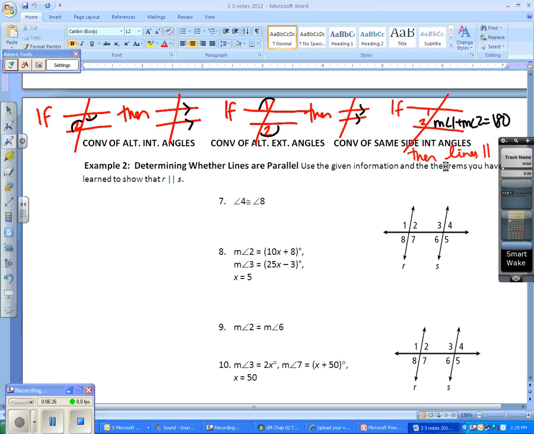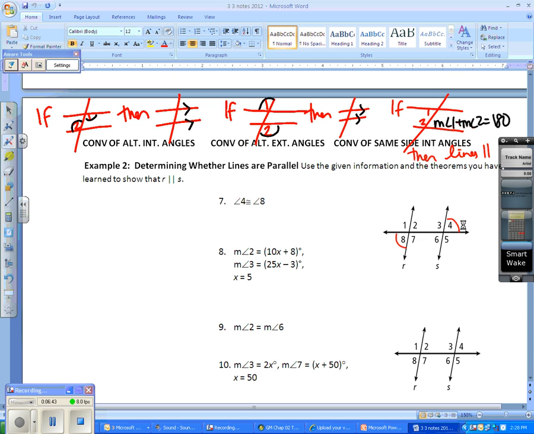Use the given information and the theorems you have learned, so by theorems I mean these 3 and the one on the other page, to show that line R is parallel to S. So here's R and here's S. In this picture it says angle 4 is congruent to angle 8. So here's 4 and here's 8.